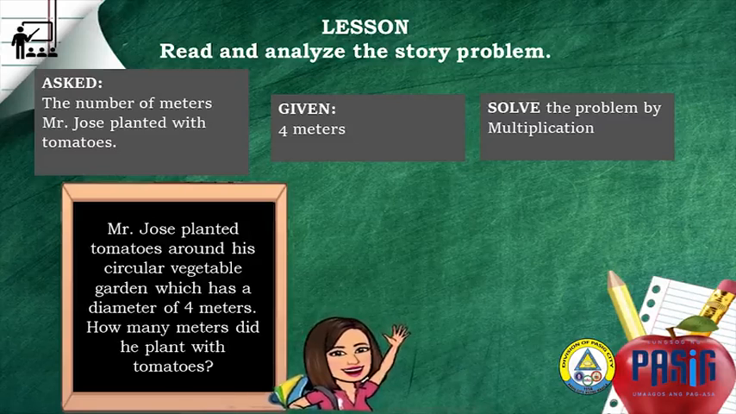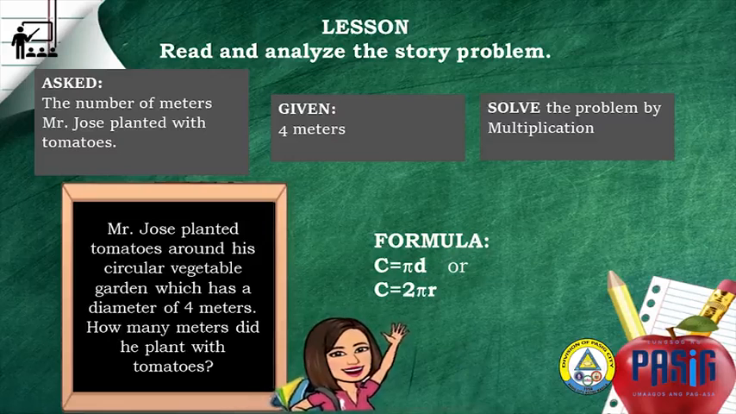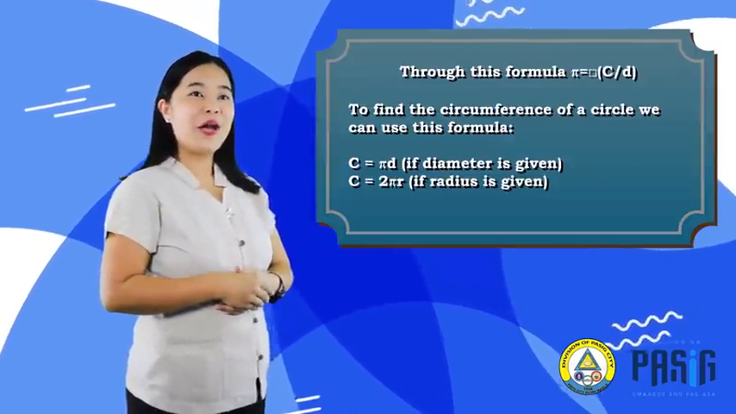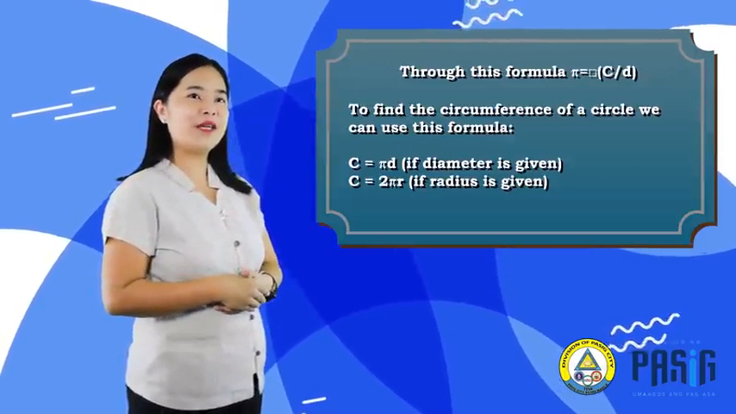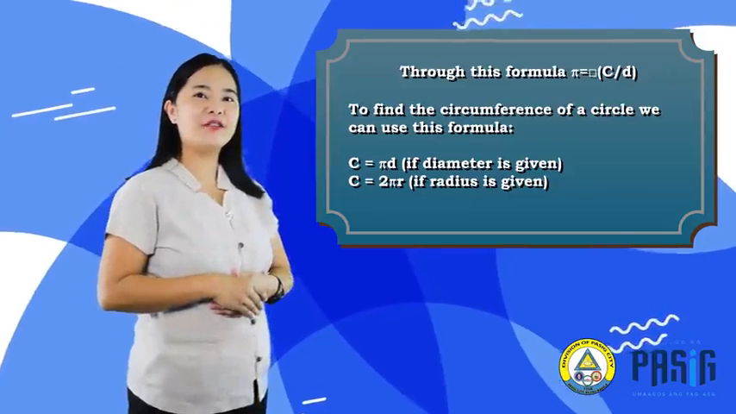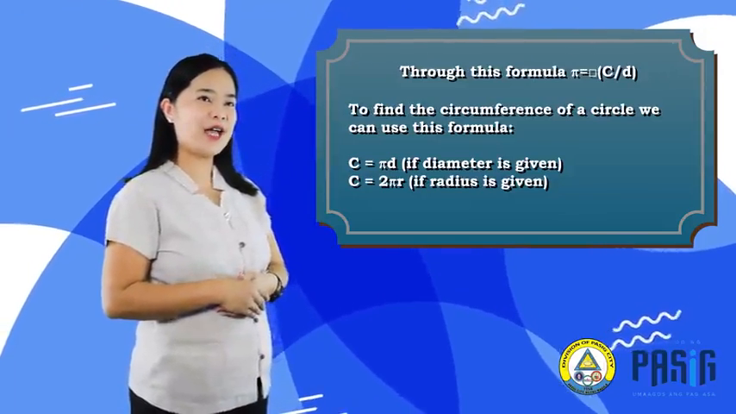What is the formula in finding the circumference of a circle? Circumference equals pi times diameter, or circumference equals 2 pi times radius. How did we get the constant value of pi? Through this formula, pi equals circumference divided by diameter. Remember, children, that division is the inverse of multiplication or vice versa.